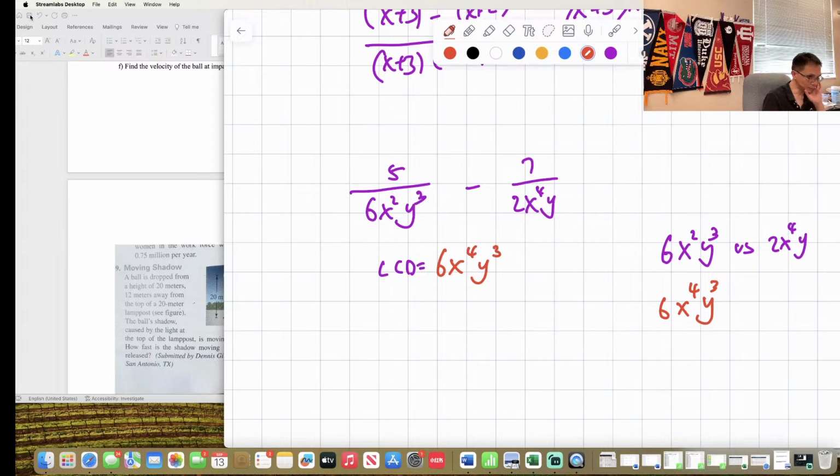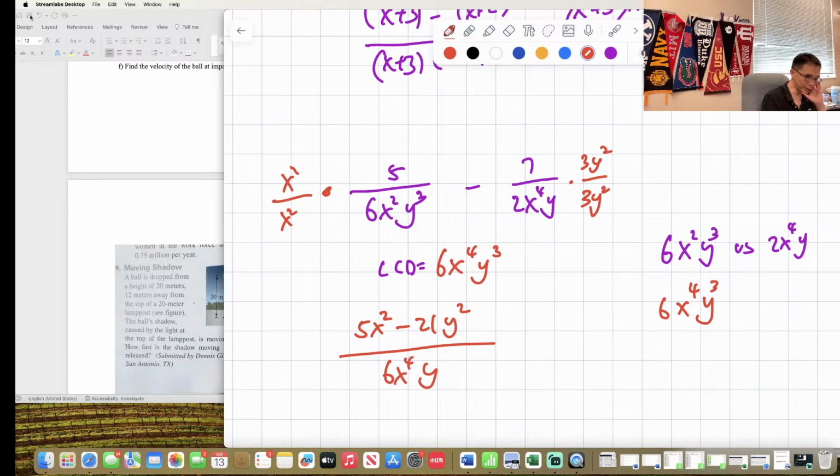Is that okay? Now what do I need to multiply this by to make it 6x to the fourth y to the 3? You can multiply by x squared over x squared, right? Is that enough? Yep. How about this side? 3y squared. Good. So then you will have 5x squared minus 21y squared over 6x to the fourth y to the third. Now, can anything simplify here?